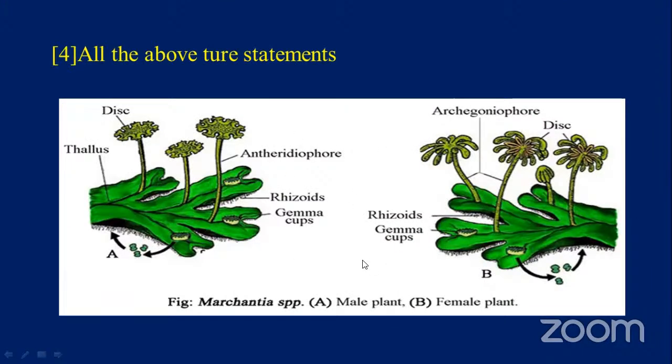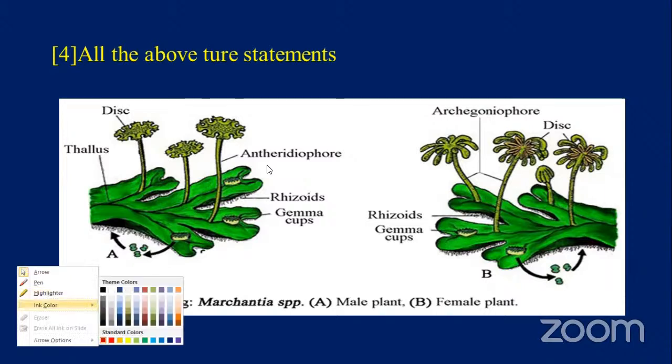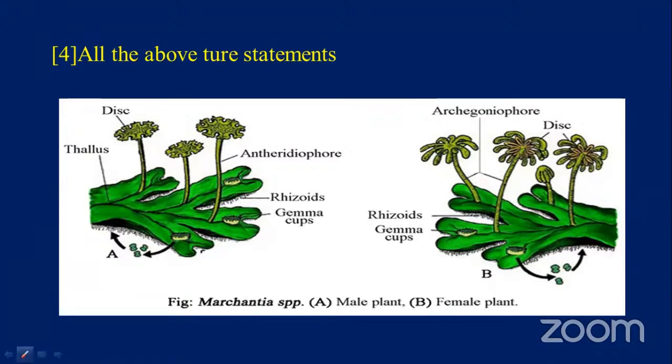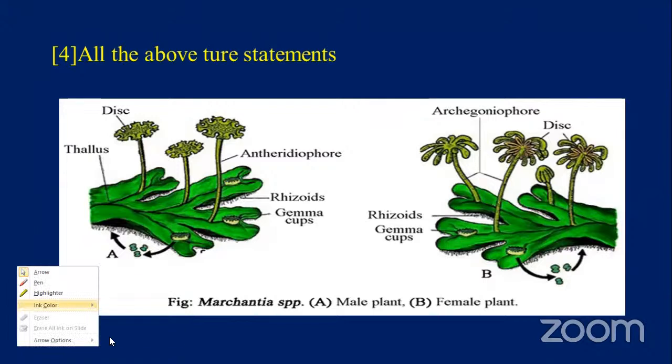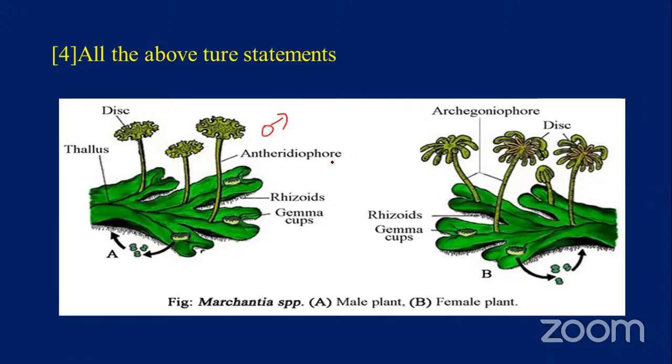Marchantia. See the Marchantia species. Male and female have been given. This is called thallus. Okay. This is called antheridium. Antheridium present means it is considered a male plant. Okay, my dear. This one is male, the symbol is like that. Okay, this one is called female because archegonia are present in it.